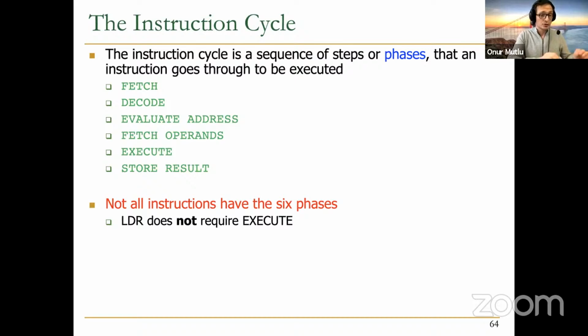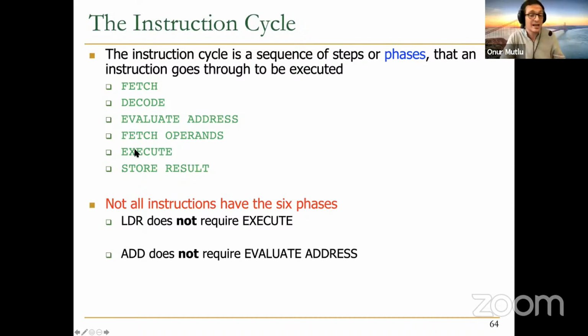For example, load register, like load word we saw earlier, does not require execute, right? Because it doesn't do any execution in addition to storing the result somewhere. It requires some execution to evaluate the address, but we already have a separate phase for it, right? Evaluate address. So it doesn't need to execute in the ALU. Add doesn't need to evaluate address, because add in the ISAs that we're examining operates on registers or immediates, and there's no reason to evaluate the address of a memory location because it doesn't require something from memory.